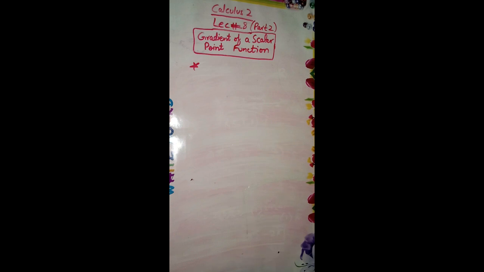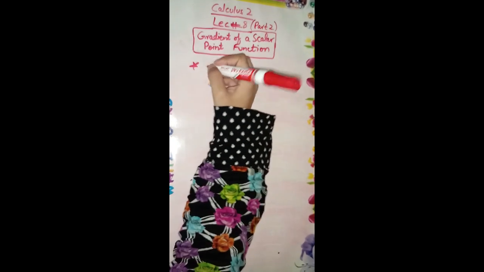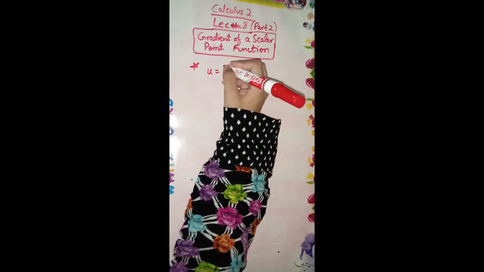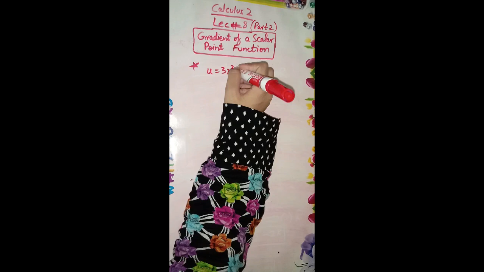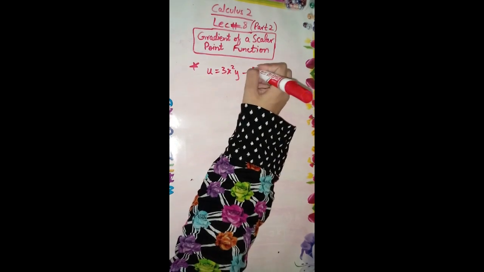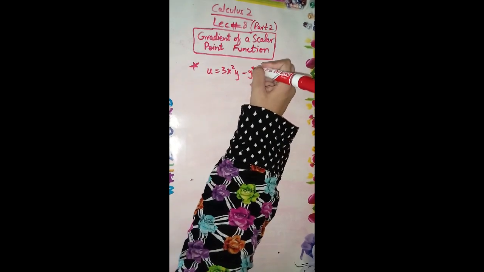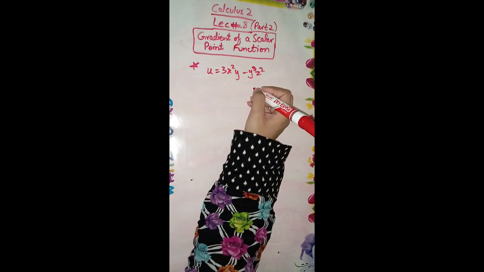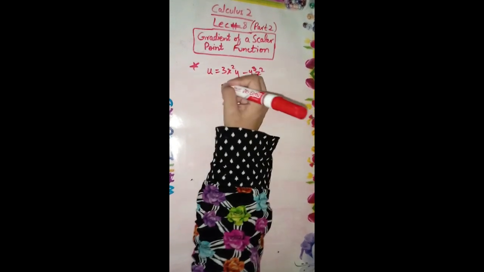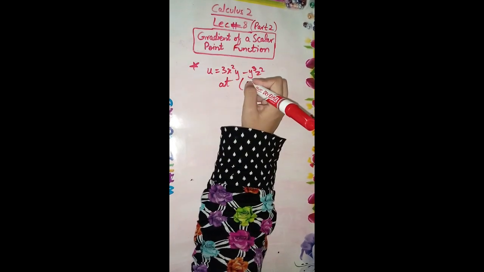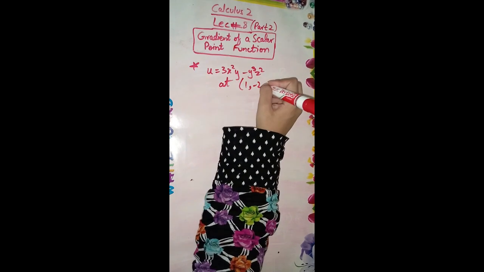Bismillahirrahmanirrahim. This is part 2 of lecture 8. In this we will see how we can find the gradient of the value 3x²y − y³z². This is our scalar point function and we have to find its gradient at the point (1, −2, 1).